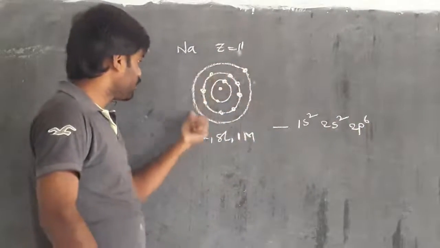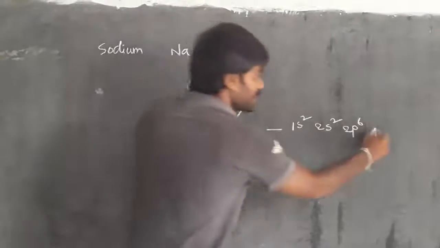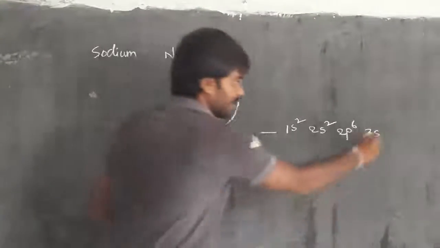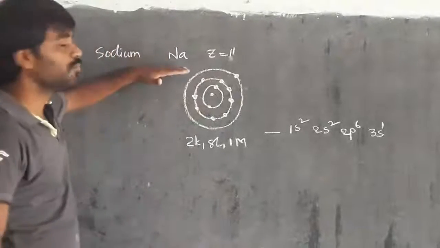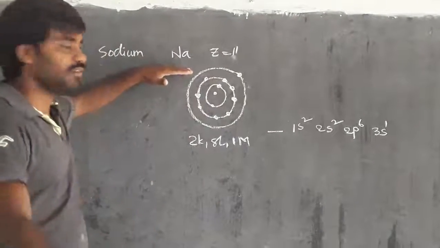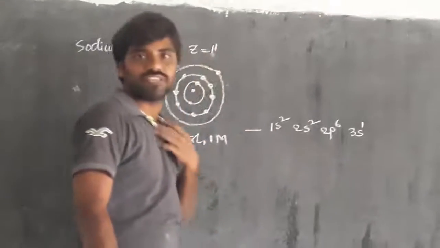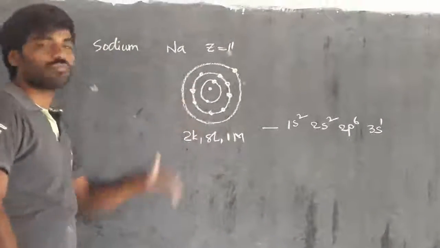And we have one more shell, that is M. M means we have to write 3s. How many electrons are there? One electron. So the sodium electronic configuration is 1s2, 2s2, 2p6, 3s1. Like this we have to write.